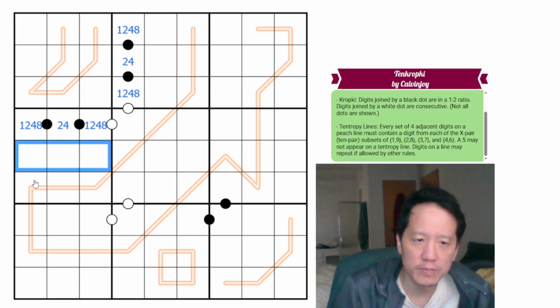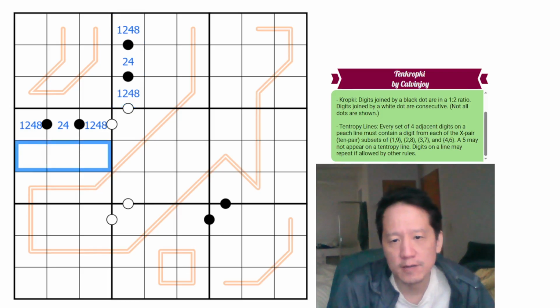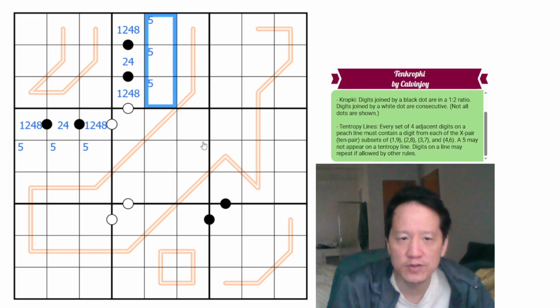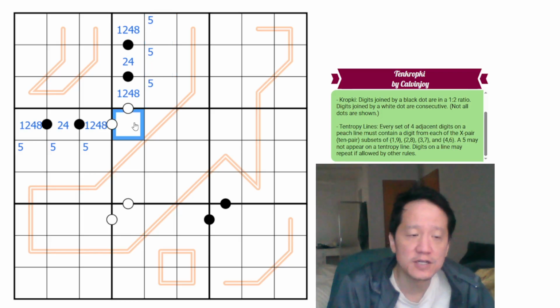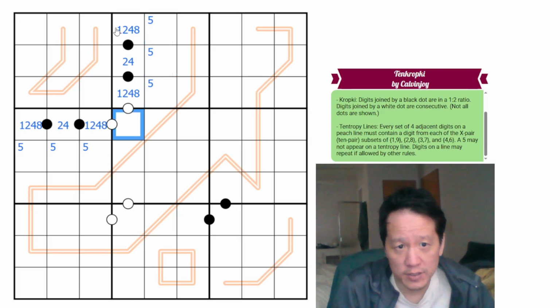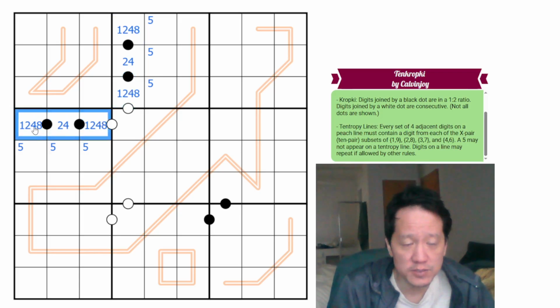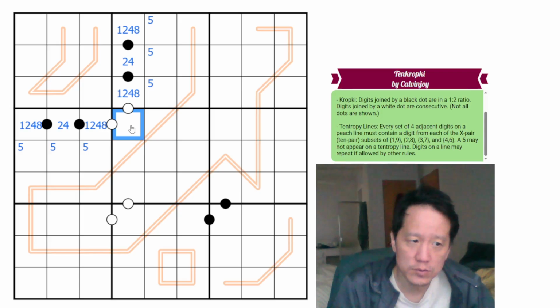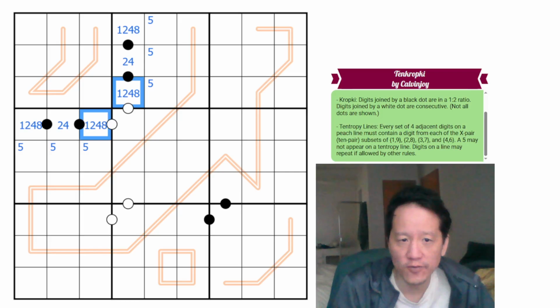Now 5 cannot be on the Tenkropki line, and 5 cannot be any of these cells. So 5 has to be in one of these 3 cells here, and 5 has to be one of these 3 cells here. Well, this cannot be 2 or 4, right? Because one of these has to be 2 or 4, one of these has to be 2 or 4. If that's the case, this can never be 2 or 4. So if this was 1 in either of these spots, this could not be 2. So this doesn't work. So this can never be 1 then.